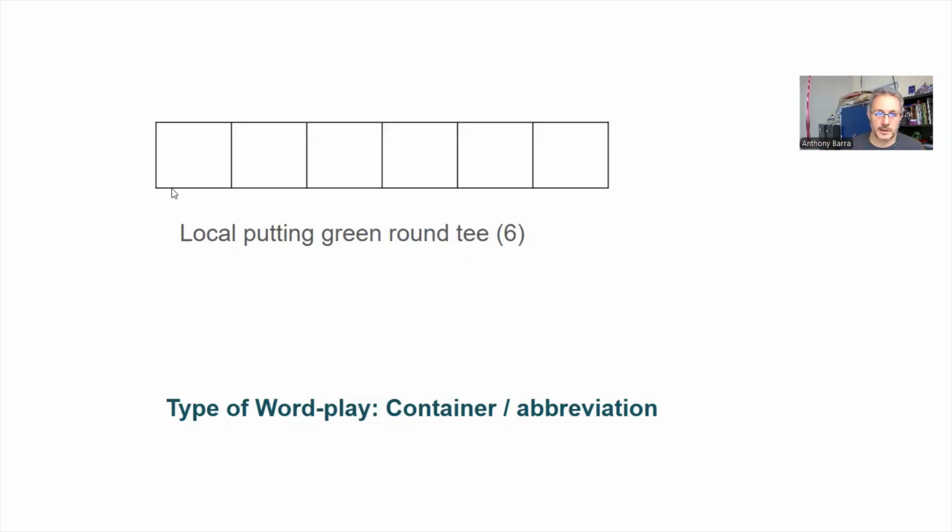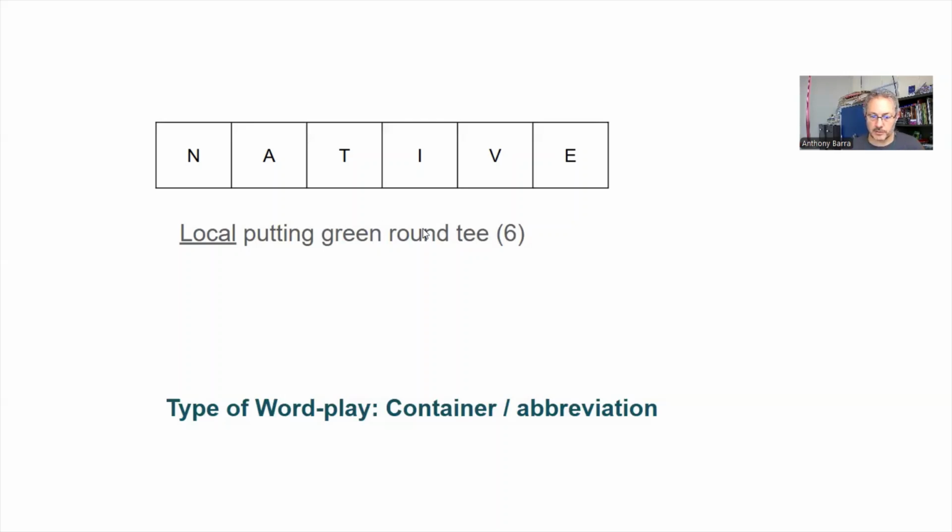So let's look at number one, local putting green round T. And what we have here is a synonym for the word local, and that would be native. And then the rest of it is some sort of word play.